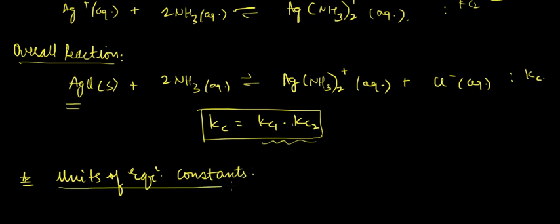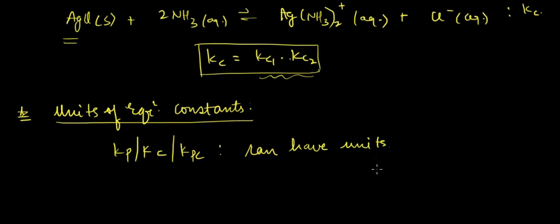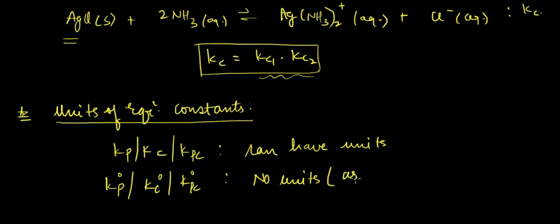So for Kp, Kc or Kpc also, we can have units depending on the concentration or partial pressure of the products divided by reactants. So some units may remain there, but if we talk about Kp naught, Kc naught or Kpc naught, they are as per thermodynamics, hence they don't have units, because these quantities are as per thermodynamics.